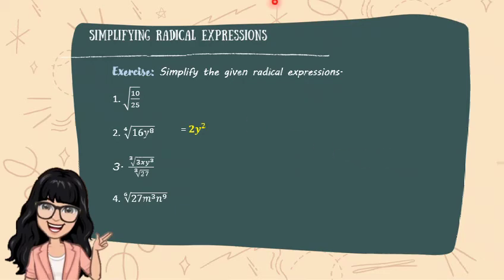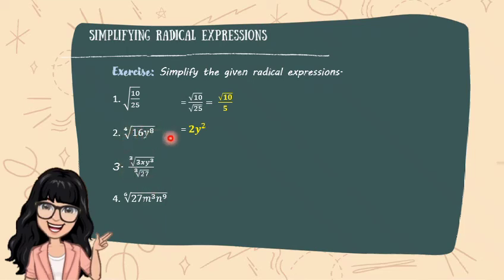Now we will have our exercises. We simplify the given radical expressions. First, we have square root of 10 divided by 25. So square root of 10 divided by 25 is square root of 10 divided by square root of 25. Square root of 10, 10 is not a perfect square, so we leave square root of 10 as square root of 10. Square root of 25 is equal to 5, so our final answer here would be square root of 10 divided by 5.